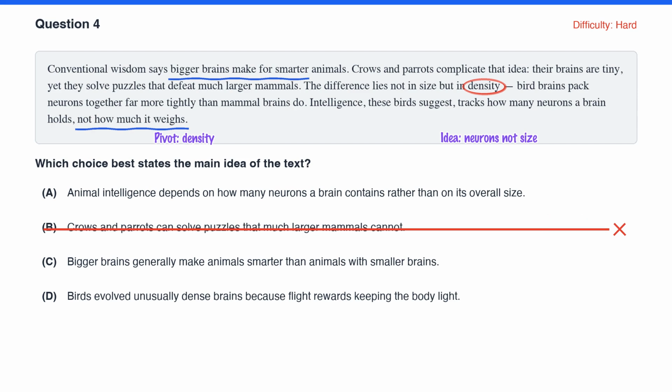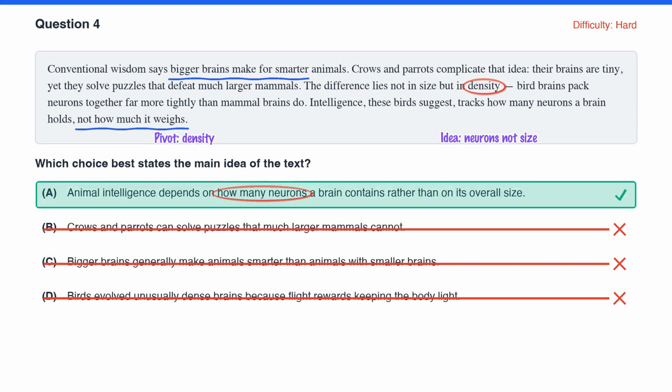Knock it out. C says bigger brains generally make animals smarter. That's the exact idea the passage overturns, so it can't be the main idea. Away it goes. D says birds evolve denser brains because flight rewards a light body. The text says the brains are denser, but never says why. That explanation is invented. Eliminate it. A says intelligence depends on neuron count, not overall size. That's our sentence. A wins.